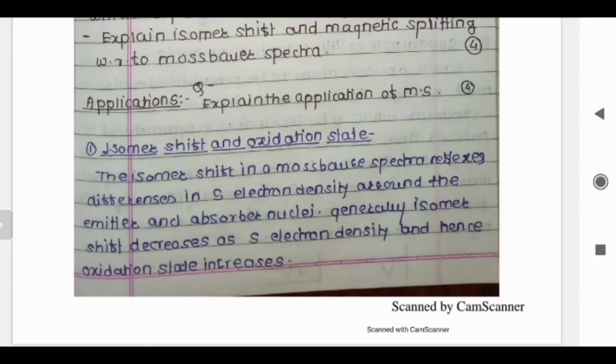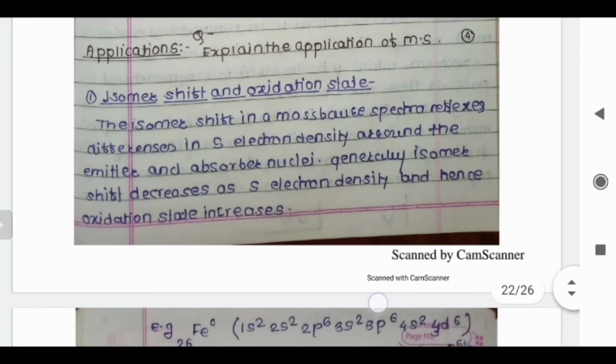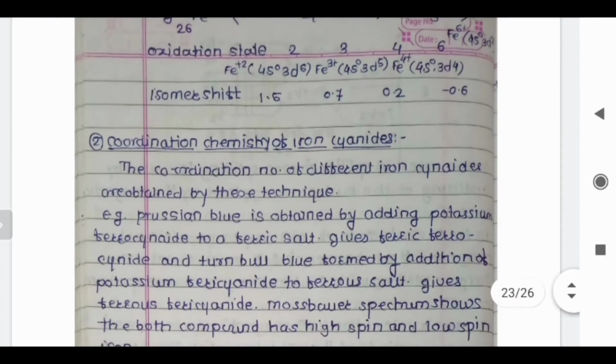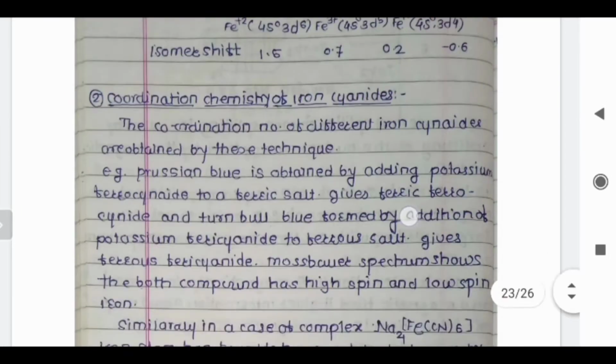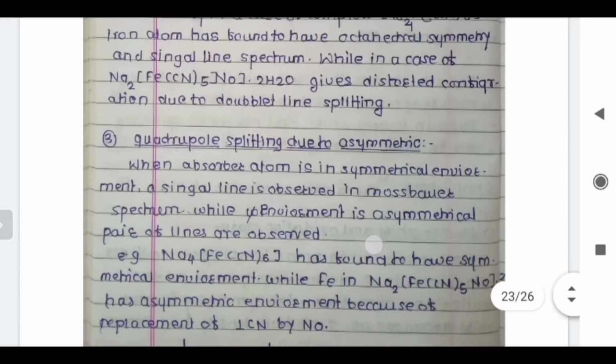In the previous lecture we finished the various parameters that are used for Mossbauer spectroscopy. The last point of Mossbauer spectroscopy is its application. There are three types of application. One is the isomer shift and the oxidation state. Next is the coordination chemistry of iron cyanide, and the last one is the quadrupole splitting due to the asymmetric nature of a compound.